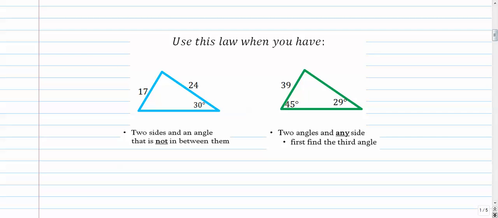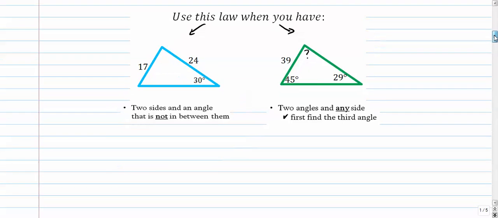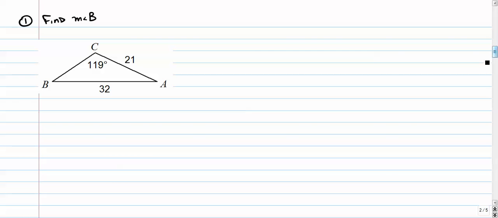All right, when do we use the law of sines? Well, you're going to use the law of sines in two scenarios. When you have two sides and an angle that's not in between them, so that angle is not included in between, or when you have two angles and any side anywhere. When you have that situation, I first want you to calculate the missing angle using triangle sum. Again, if you needed to pause that, take any of those notes, please do so. We're moving on to example 1. We'll do 4 examples just like in the previous video.